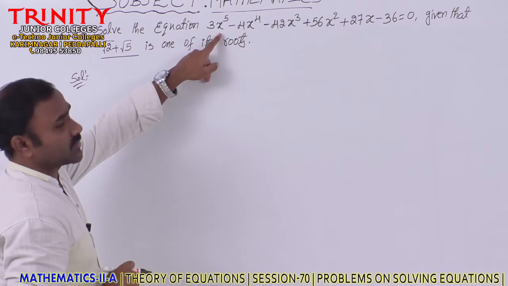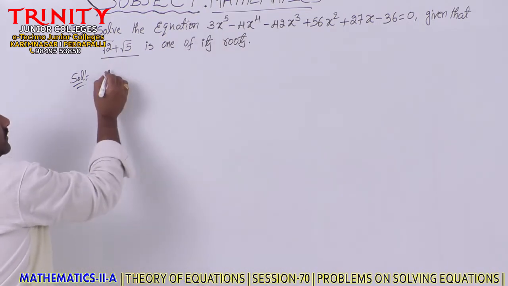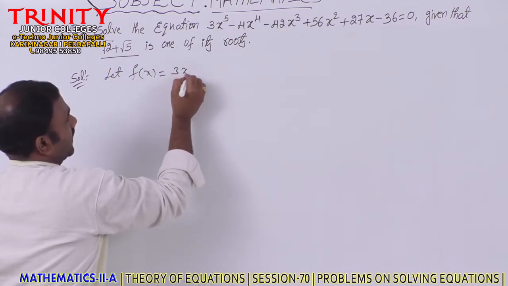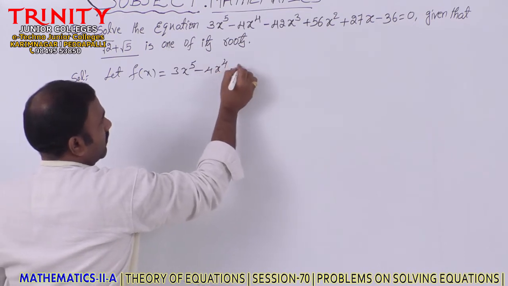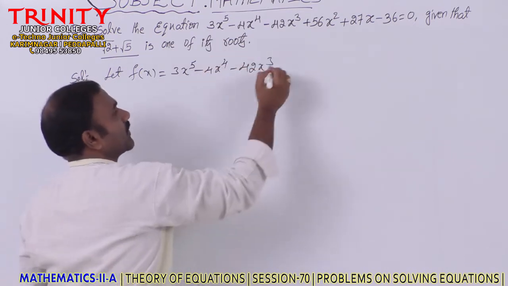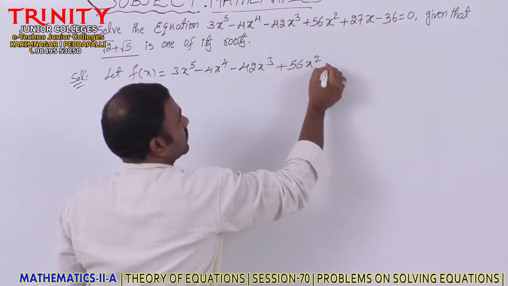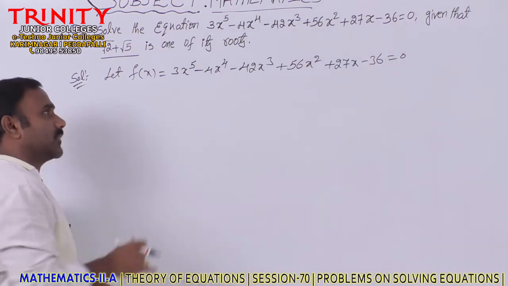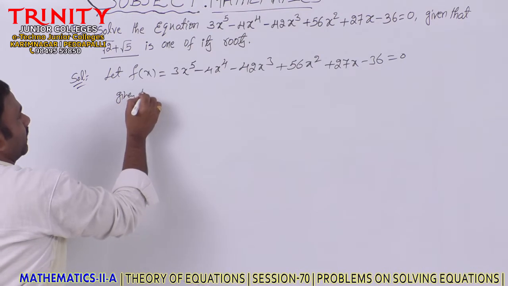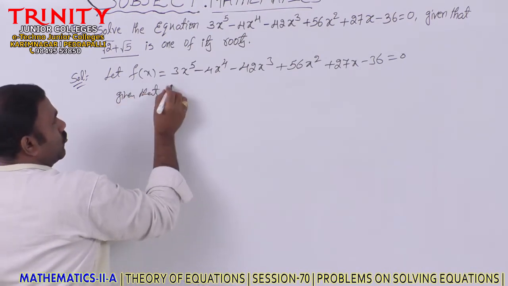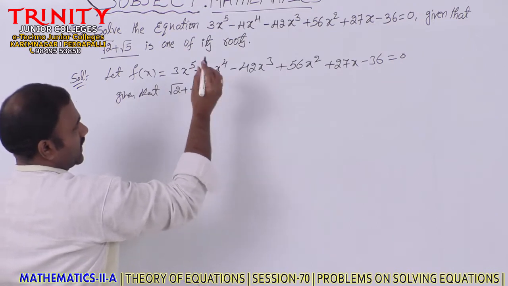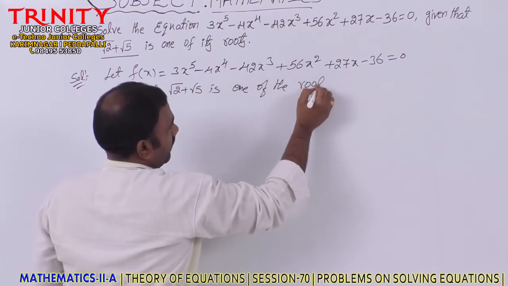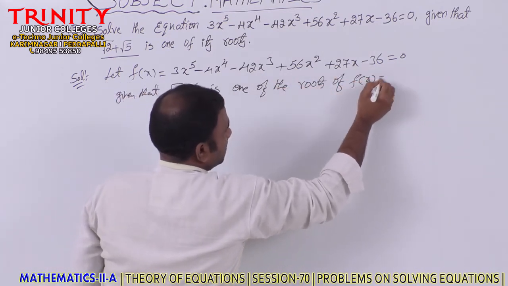We have to find 5 roots of this polynomial. In that, one root is given. Let us take the given equation as f of x equal to 3x power 5 minus 4x power 4 minus 42x cube plus 56x square plus 27x minus 36 equal to 0. Given that root 2 plus root 5 is one of the roots of f of x equal to 0.